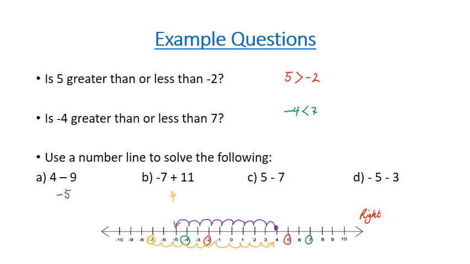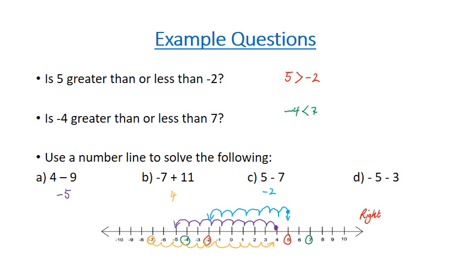With our next question, we are at 5. Okay, we're up here at 5, but we need to take away 7. 1, 2, 3, 4, 5, 6, 7. That gets us at -2. Remember that when we're taking away, all right, we move to our left.